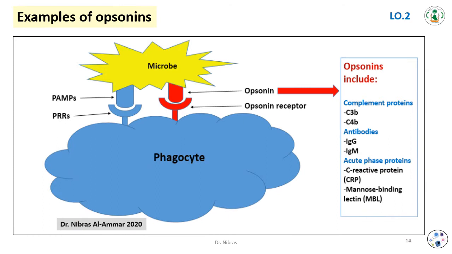This figure shows types of opsonin and how opsonin act on the bumps present on the microbe. Here, the microbe displaying bumps on its surface will be recognized by pattern recognition receptors on the phagocytic cell and bind with the bumps. Also, many opsonins will bind with the opsonin receptor on the phagocytic cell.